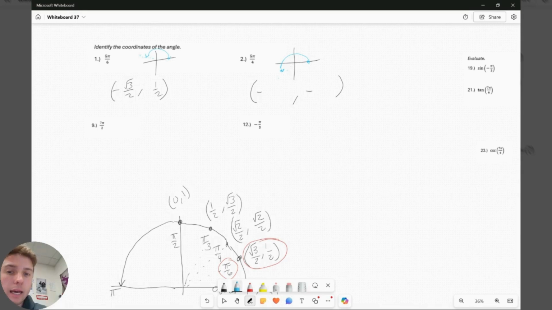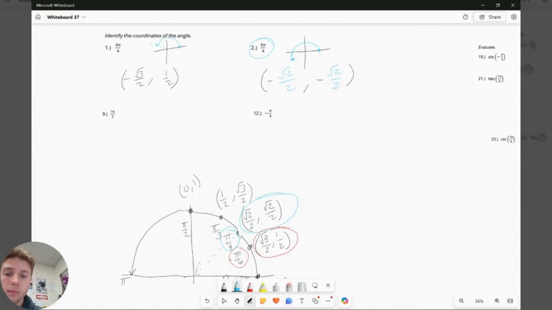Now I can analyze our fraction a little bit more. The denominator of 4, pi over 4, tells me what my coordinate should look like, where it's root 2 over 2. All pi over 4s have the same coordinate. We just check the signs.